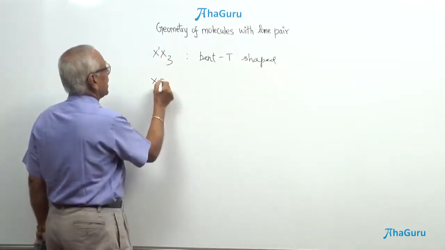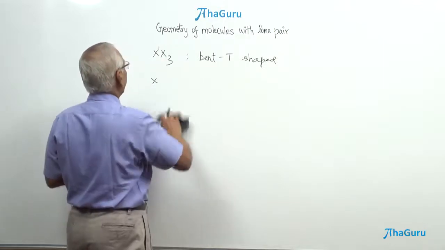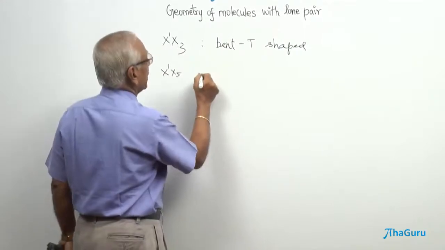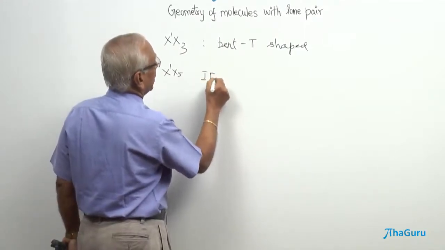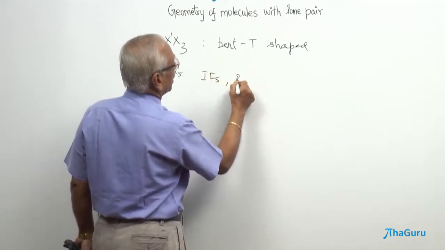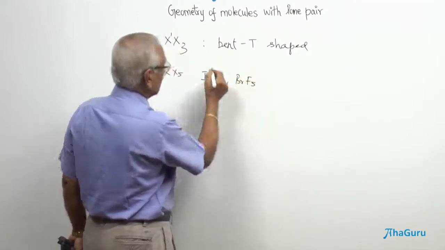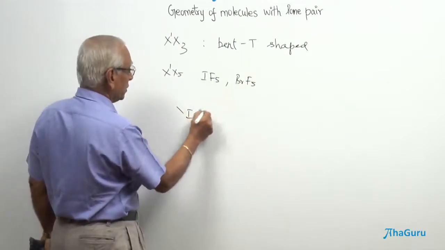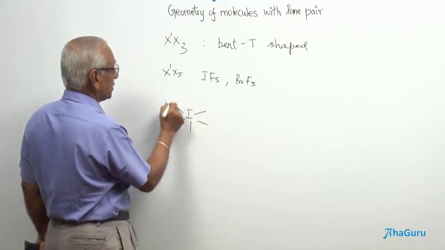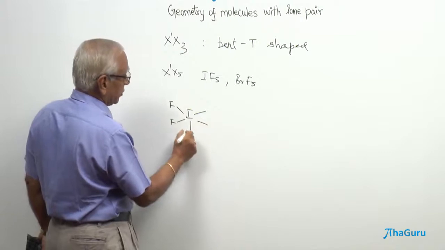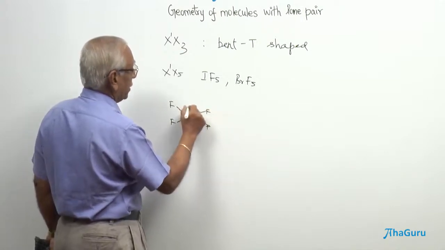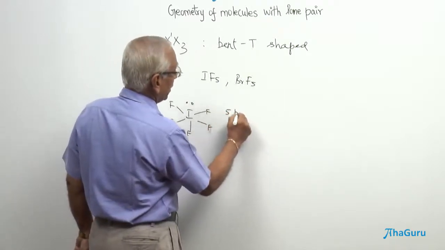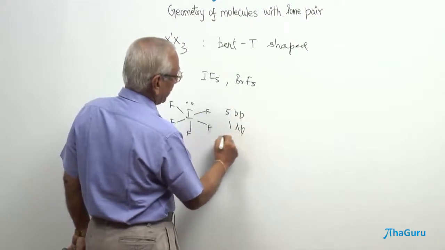Now, we shall see X5, X dash X5. An example could be IF5, or it could be BrFI. It's possible. Let us take iodine. Since it has to form 5 bonds, there should be 5 bond pairs: 1, 2, 3, 4, 5, and the lone pair. So in this case, there are 5 bond pairs and 1 lone pair.